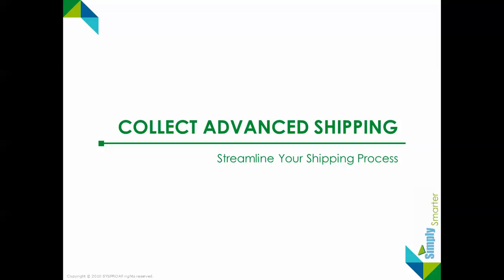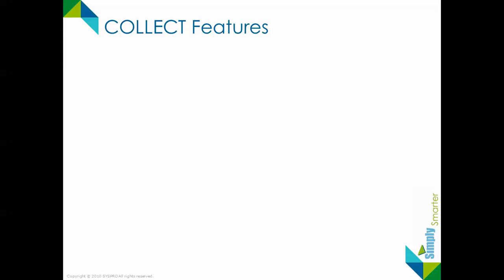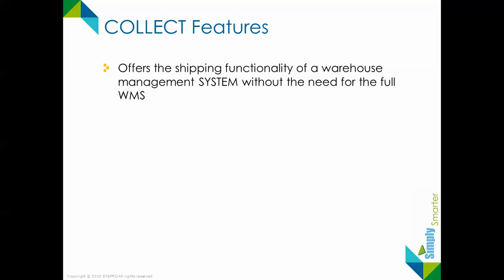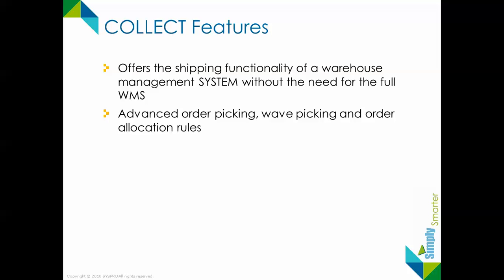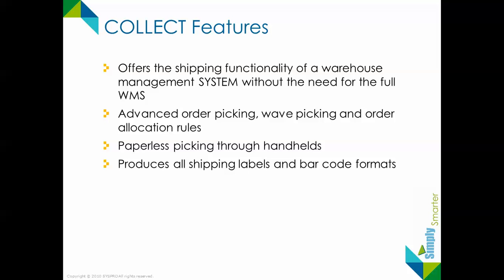Lastly, we can also look at our Collect Advanced Shipping. Collect offers the shipping functionality of a full warehouse management system without the need for full warehouse management. I'm just looking at the shipment portion here. It offers advanced order picking, wave picking, order allocation rules, so it does a lot more on the picking and packing side as well as handheld integration. It can offer paperless picking through handhelds. It can produce all shipping labels and barcode formats that we need. Any shipping documents that may be required.